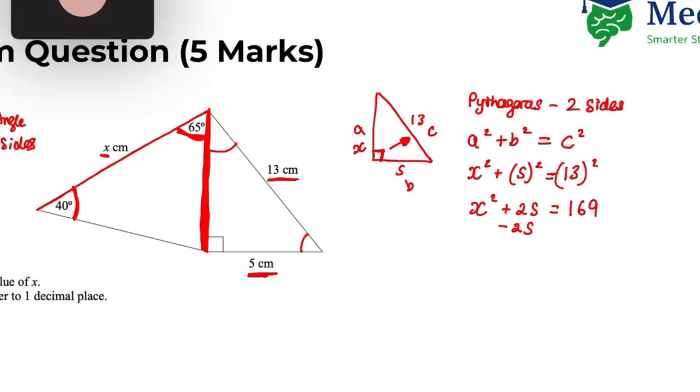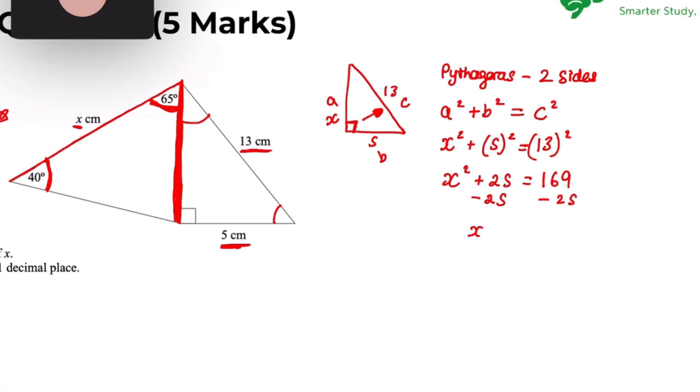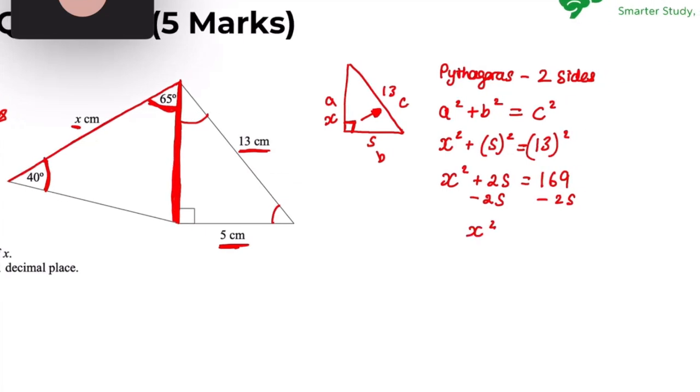Whatever we do to one side, we do to the other side. So we subtract 25 from the other side. We get x squared on this side by itself, and we get on the other side 169. Subtract 25, and that's going to give us 144.